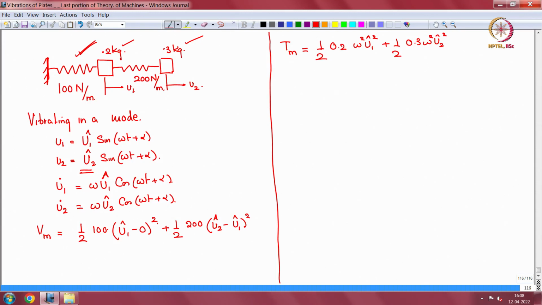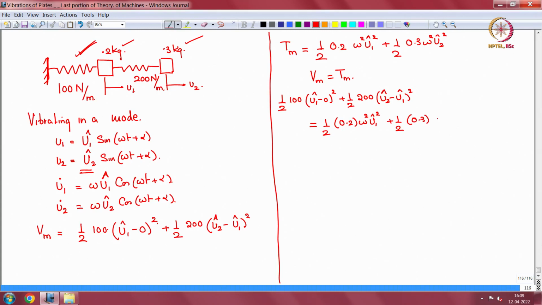So now if we say that the conservative system vibrates such that the maximum potential energy is equal to the maximum kinetic energy, what we get is 1/2 100 u1 hat minus 0 squared plus 1/2 200 u2 hat minus u1 hat squared, that is equal to 1/2 0.2 omega squared u1 hat squared plus 1/2 0.3 omega squared u2 hat squared.